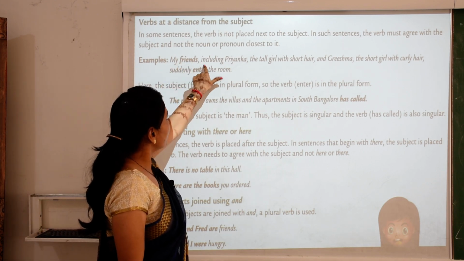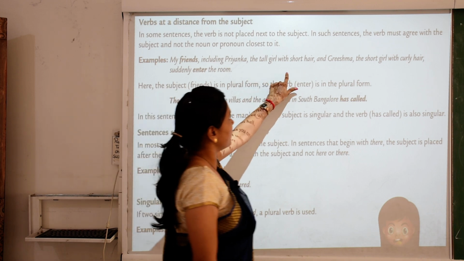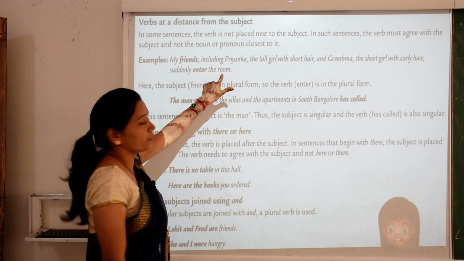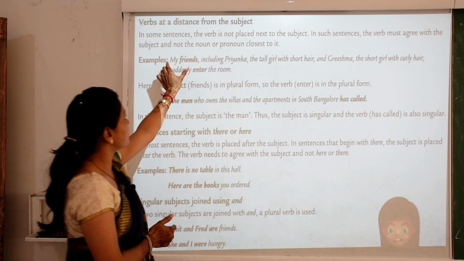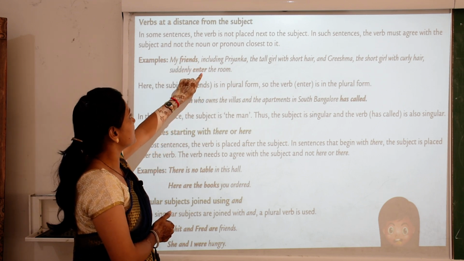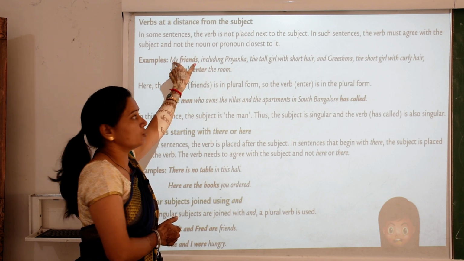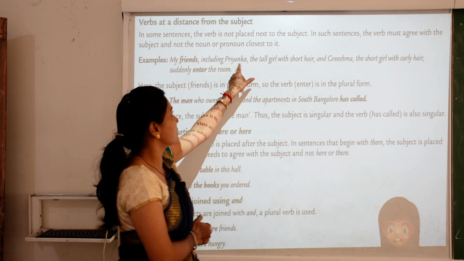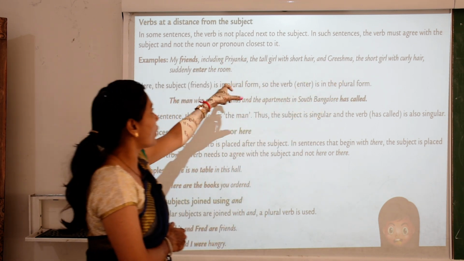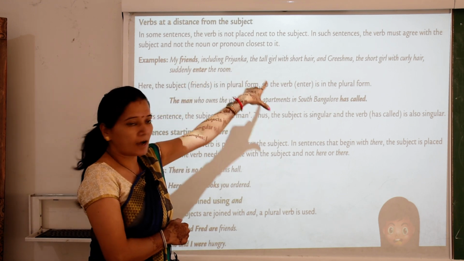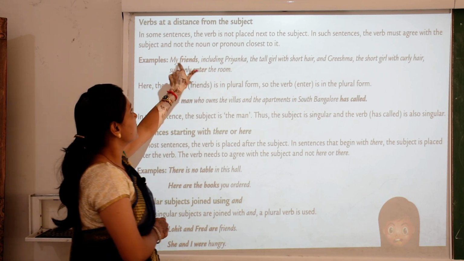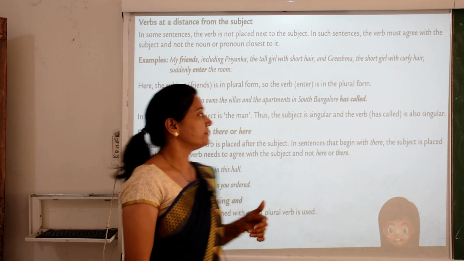My friends, including Priyanka, the tall girl with short hair, and Grishma, the short girl with curly hair, suddenly enter the room. Okay, so here students, our subject is my friends, and the verb is enter. So we are placing the verb according to the subject, not the nearest noun and pronoun, because here, as you can see, two nouns are there, Priyanka and Grishma. But we are not placing the verb according to those nouns, we are placing it according to the subject. So it doesn't matter whether the subject is near or far.